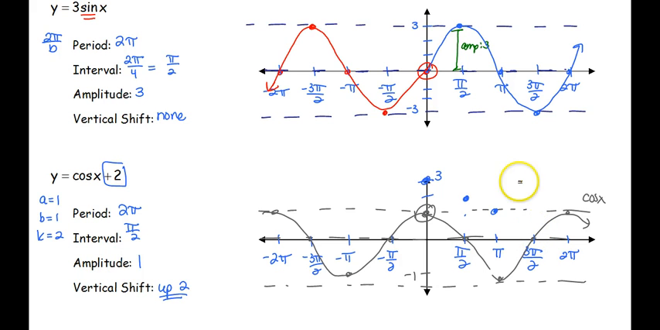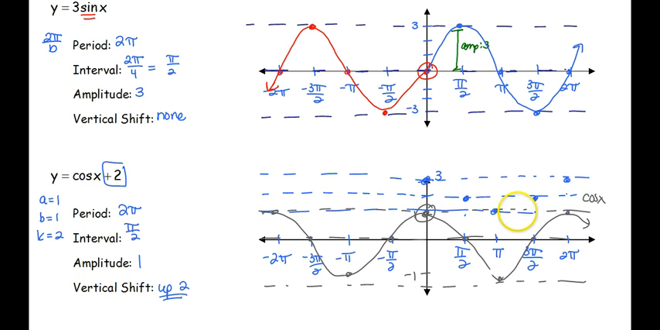So all I'm doing is taking each of my points and moving it up 2. Here we're at 0, we go up 2. We're at 1, we go up 2 to 3. So now our upper limit is at the line 3. Our middle limit is at 2. And our lower limit is at 1. Notice how we still have that same shape, our cosine shape. All we did was move each of our points up 2 to represent that vertical shift.